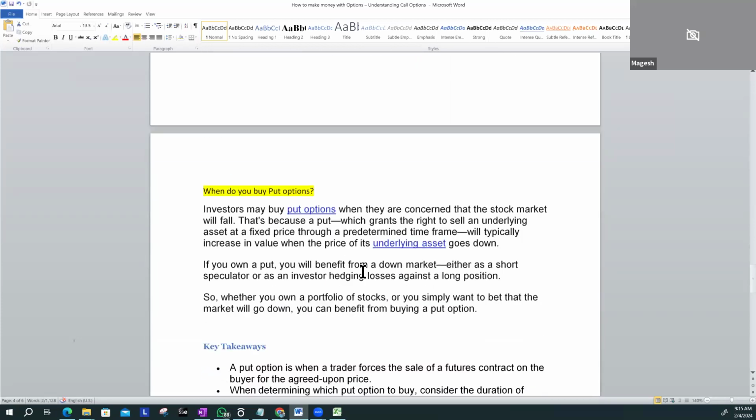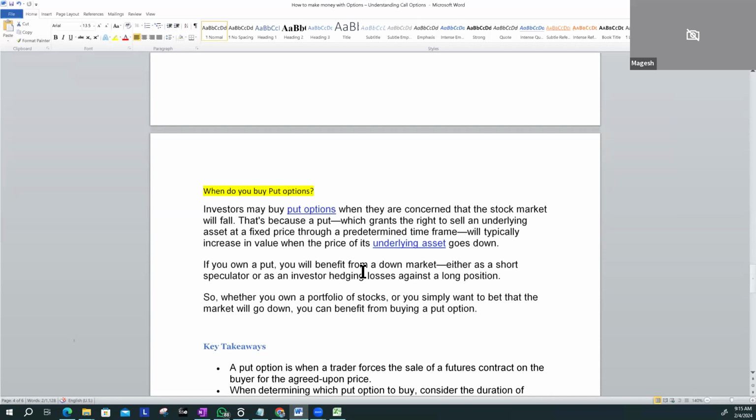And when do you buy put options? Investors may buy put options when they are concerned that the stock market will fall, which we discussed. That's because a put, which grants the right to sell an underlying asset at a fixed price through a predetermined time frame, will typically increase in value when the price of its underlying asset goes down. If you own a put, you will benefit from a down market, either as a short speculator or as an investor hedging losses against a long position.